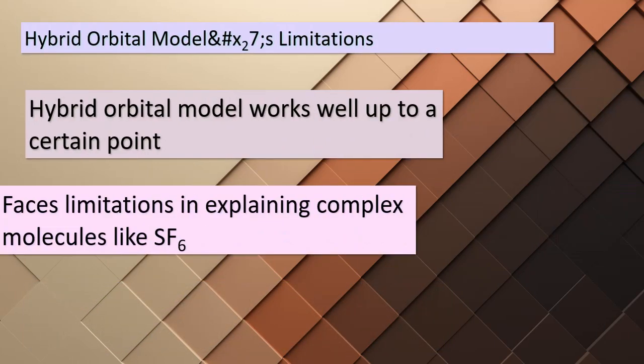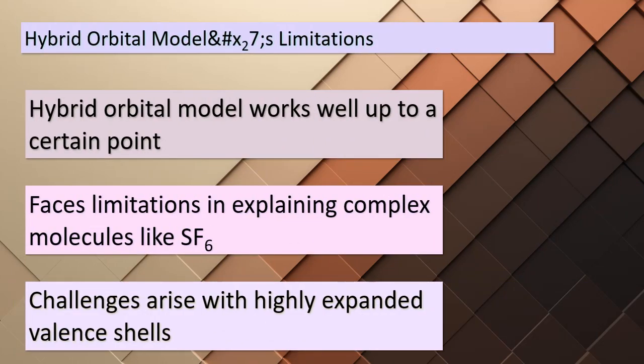However, like any tool, the hybrid orbital model has its boundaries. It excels in many cases, but there are instances where its effectiveness diminishes. Consider molecules like SF6. This compound challenges the hybrid orbital model's abilities due to its unique complexity. The model struggles to fully explain the molecular geometry and bonding in such cases where valence shells become highly expanded. It's important to remember that scientific models, while powerful, are not all-encompassing. They have their strengths and limitations.